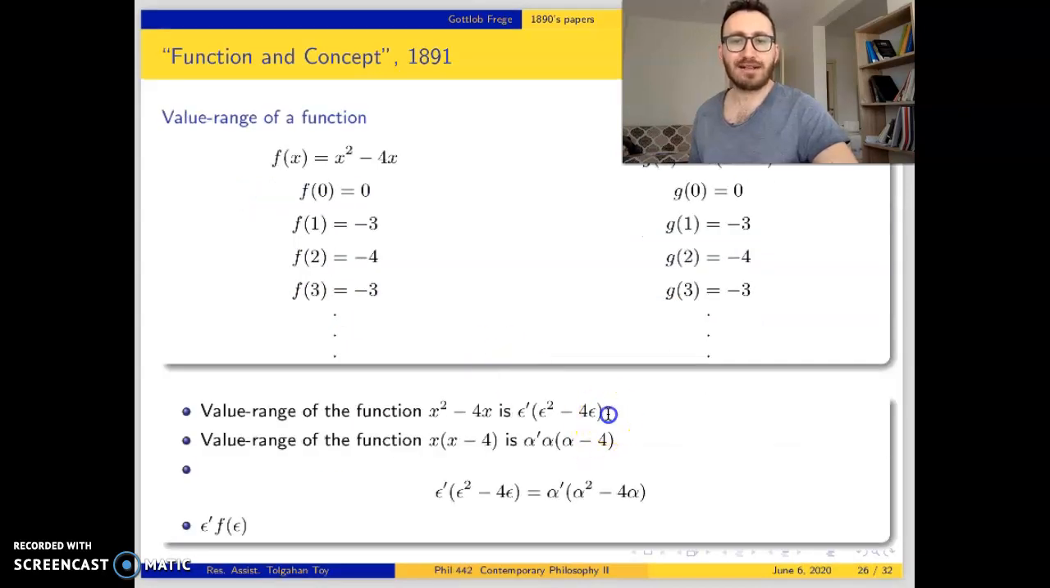The value range of a function is represented in this way. Frege used lower Greek letters as argument, and we have also this operator here. It binds everything here. This is the value range of the first function, and this one is the value range of the second function. So the identity between these 2 value ranges is represented in this way: the value range of the first function is identical with the value range of the second function.